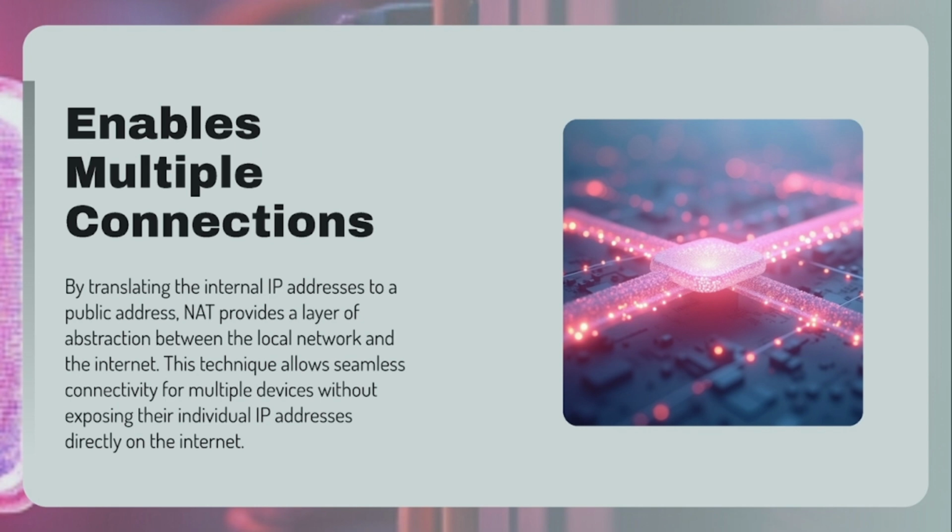By translating the internal IP address to a public address, NAT provides a layer of abstraction or differentiation between the local network and the internet. This technique allows seamless connectivity for multiple devices without exposing the individual IP address. Say you're using a web server, file server, or email server, you cannot just expose the IP address of the server, because then anybody could hack it. Now, NAT acts as a layer of abstraction. It hides the real IP address. So that is also a job of NAT.